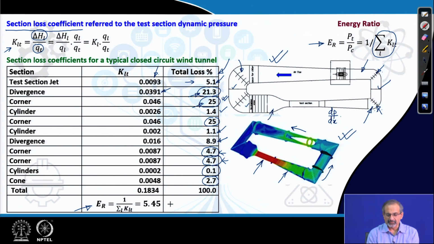So, that more or less gives us an assessment of the total loss distribution over all the components of the tunnel. And finally, based on the KLT summation, you get an energy ratio of 5.45, which is fairly good.